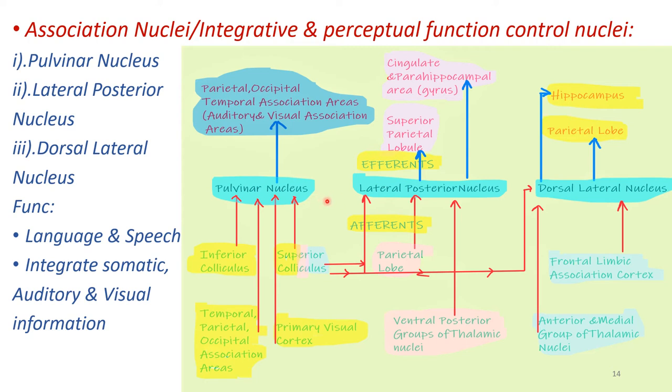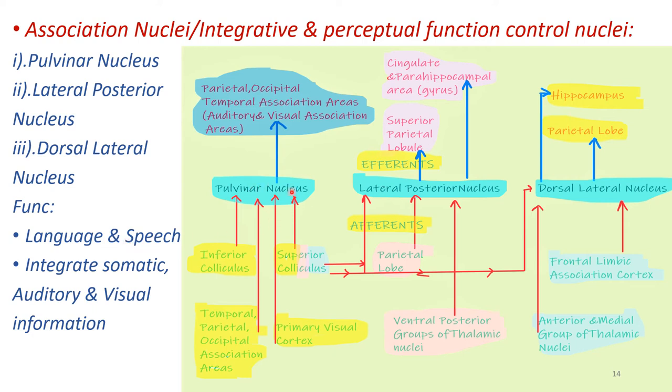So they integrate different functions. Mainly they play a role in language and speech, and integrate somatic, auditory, and visual information. So the main role is to integrate the different information, as far as vision is concerned, hearing is concerned, and somatic, together and make it into one, and they are also important for language and speech along with other areas or other parts in the brain.